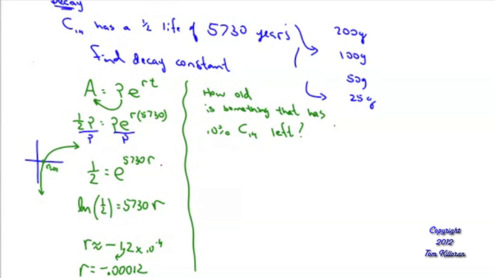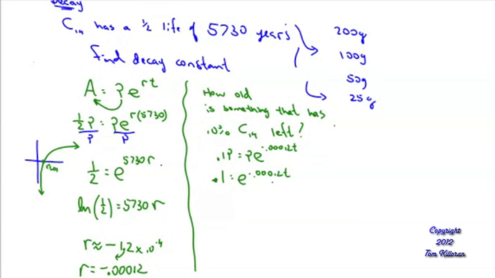How do you find 10% of p? Multiply by 0.1. So this is set up over here: 0.1p is equal to pe to the r t. I know what r is now. It's this negative 0.00012t. What happens to the p's? They go bye-bye. Then you get 0.1 is equal to e to the negative 0.00012t. How do you solve for t?